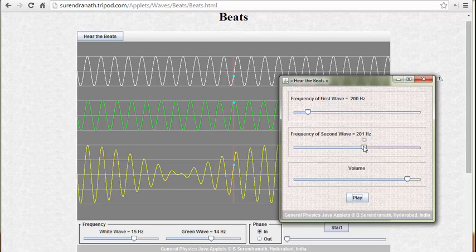Now let's move it to the same difference but a higher pitch. So we hear a higher sound, but we still have a ringing that is ringing once per second. Now if we make the difference a little larger, let's just go to 2 now.